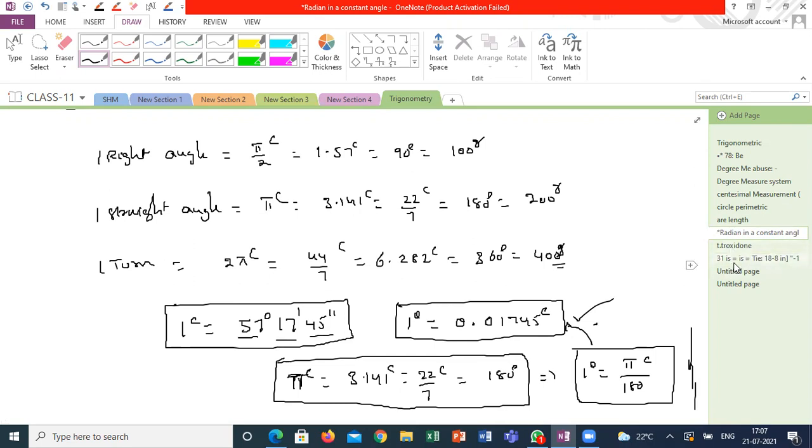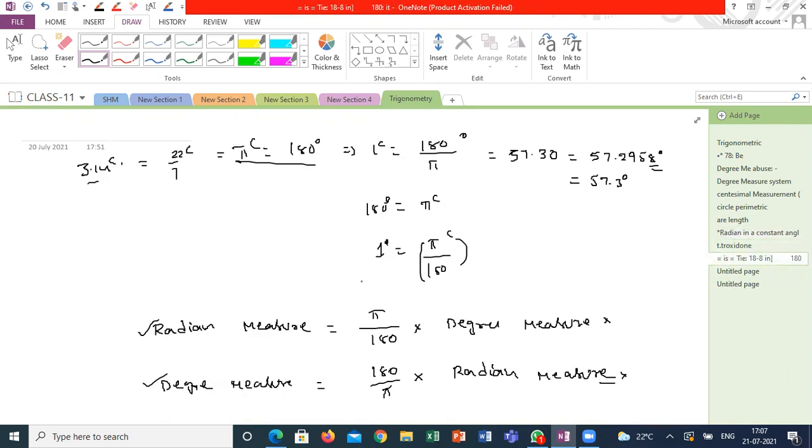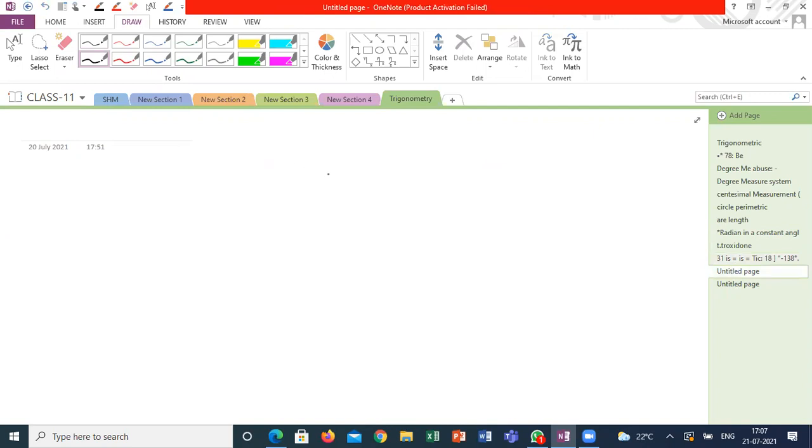When it comes to conversions, we take 1 degree equal to pi by 180 radians. So radian measure is pi by 180 into the number of degrees you want to convert into radians. Degree measure is 180 by pi into the number of radians you have. Suppose I am having standard angles. What are the standard angles in trigonometry from 0 to 90 degrees, guys, from grade 10?